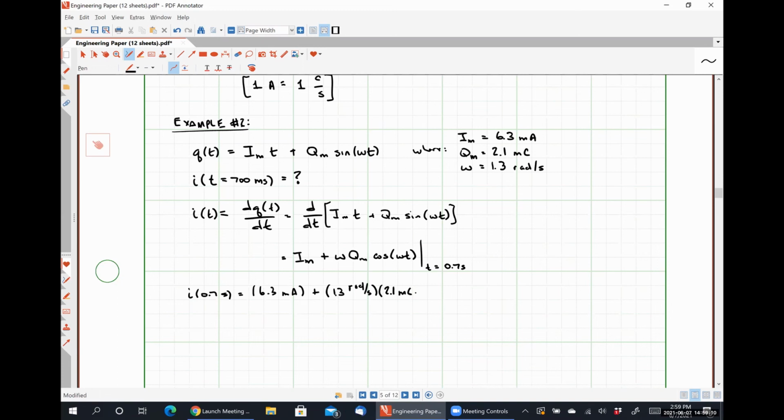times cosine of omega, 1.3 radians per second, times 0.7 seconds. I knew that my omega was measured in radians per second, which is why I converted t into seconds.